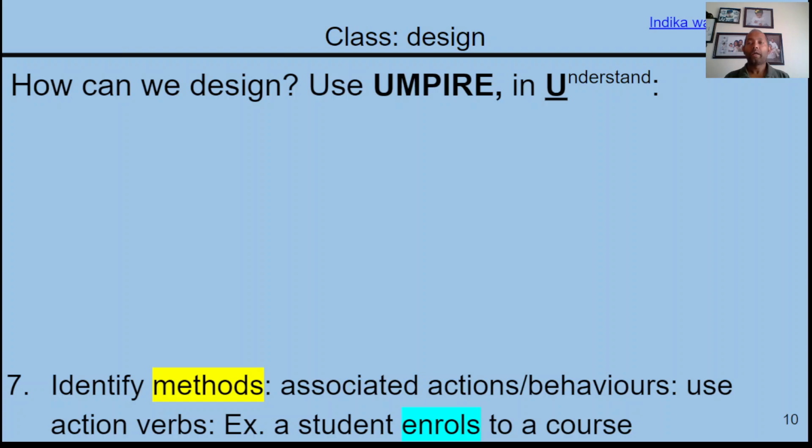Lastly, identify other methods. This is probably a particular problem that you solve within a class. For example, we need to enroll a student to a course, so you can implement that as a method. For that, you need to look for the actions and behaviors in the problem statement or problem prompt.